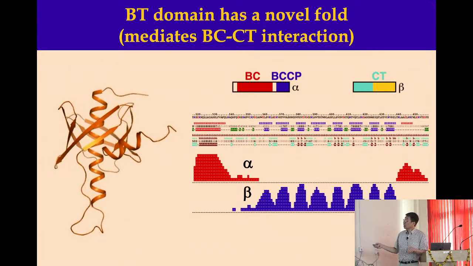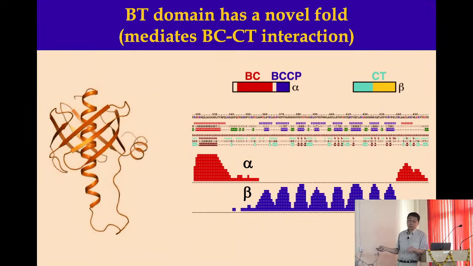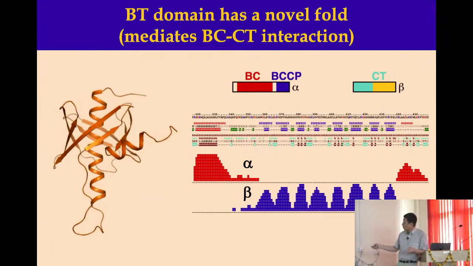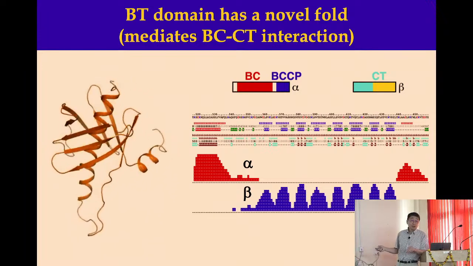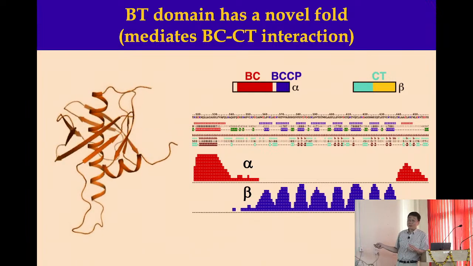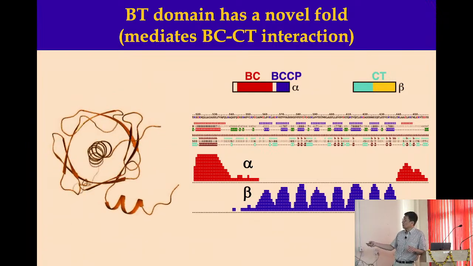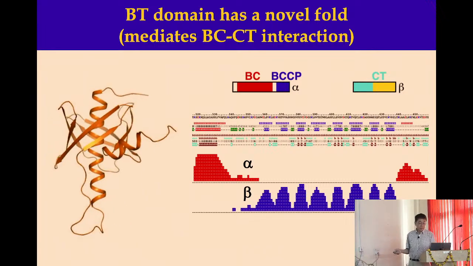This, as far as I know, is the only time I have seen something with a helix stuck in the middle of a beta barrel. The long helix is this one here. The little helix right here is that one right there. So the secondary structure prediction actually is perfect. Now if you do an AlphaFold prediction, chances are you'll get something like this as well. But anyway, that's the BT domain.